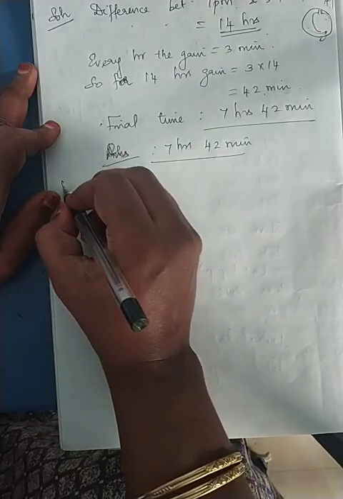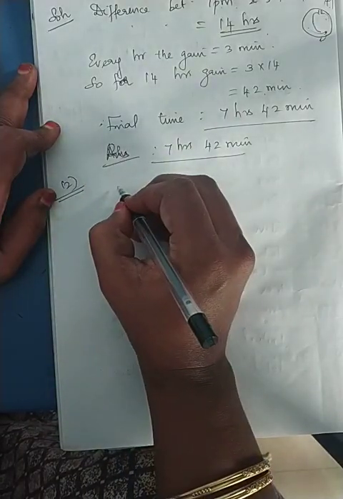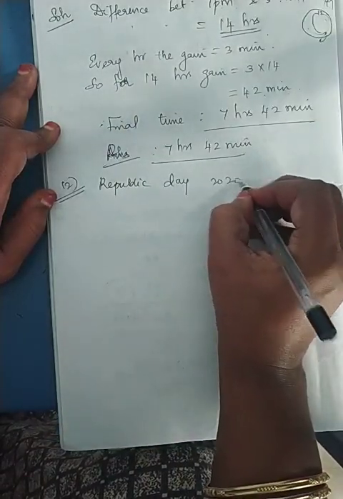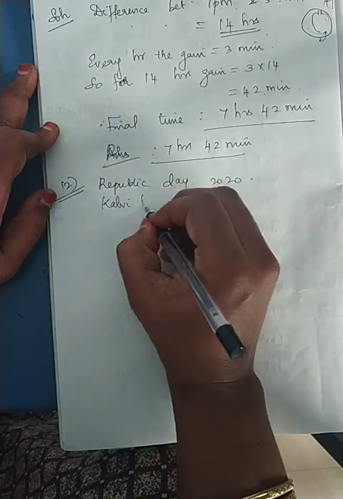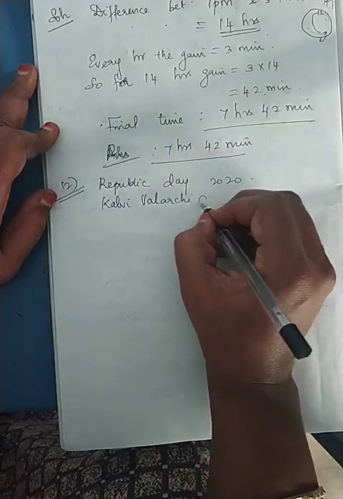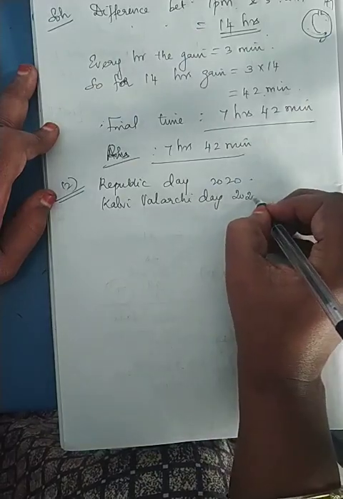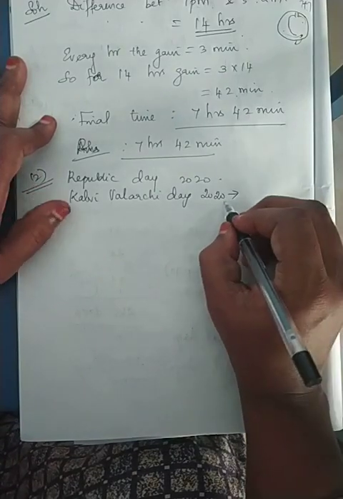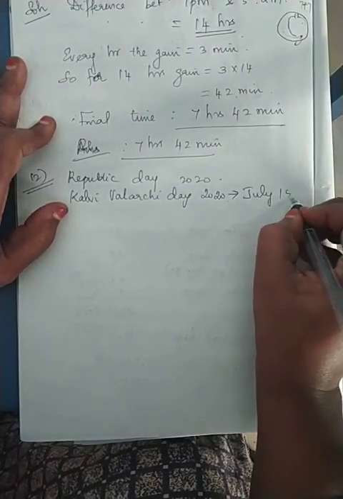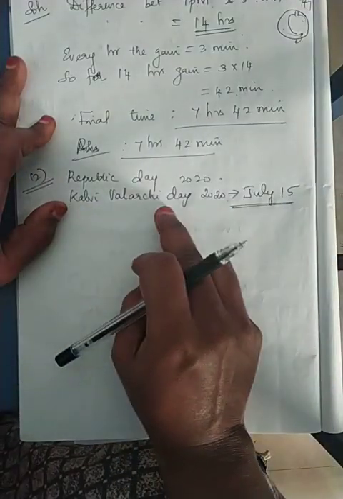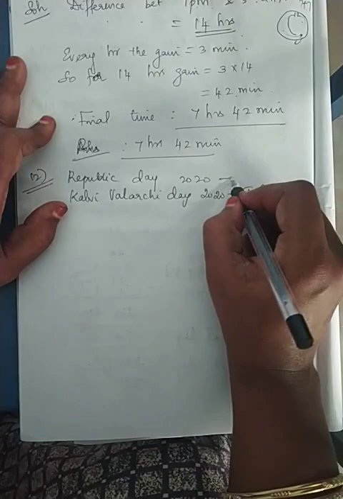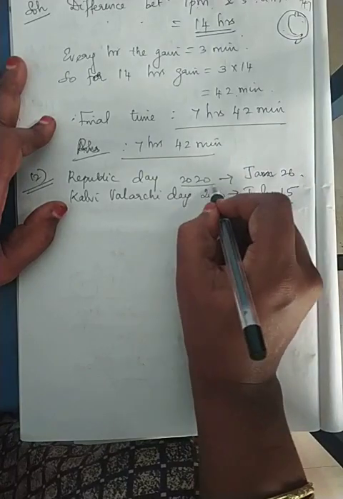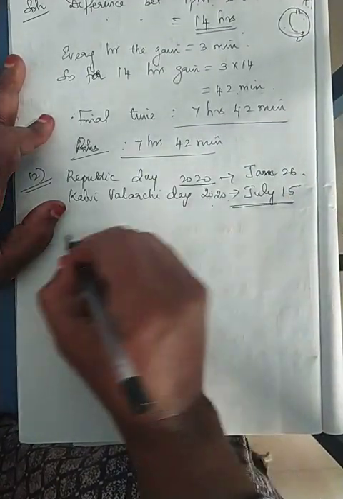Coming to the 12th one, find the number of days between Republic Day in 2020 and the Kalvi Valarchi Day. What is this Kalvi Valarchi Day? It is nothing but the birthday of our Kamarajar. The birth date, July 15th, is always celebrated as the Kalvi Valarchi Day. Republic Day is on January 26th.